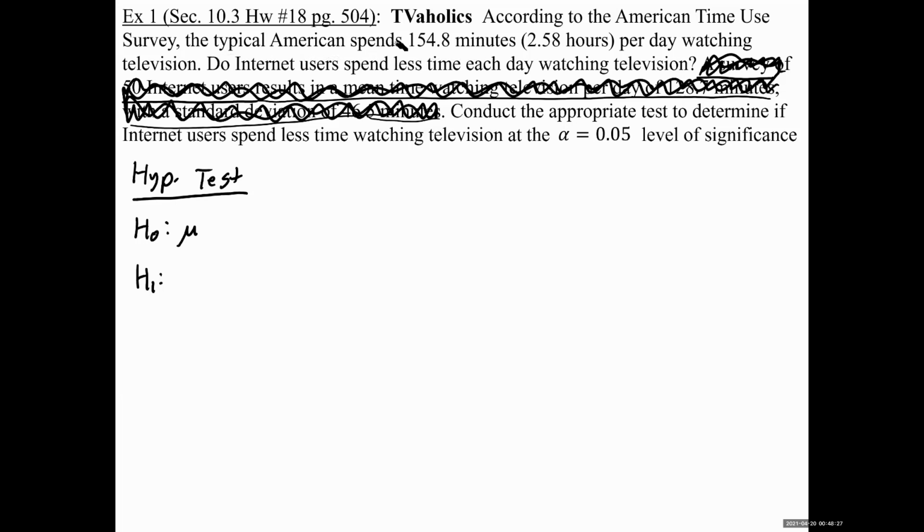So hopefully it's clear that the king and peasant are fighting over an average. So for H0, we're going to have mu, and then you're going to put equals, because the king's claim always has an equals. Now we have to figure out what number goes here. That's another big part of the story. Here we go.